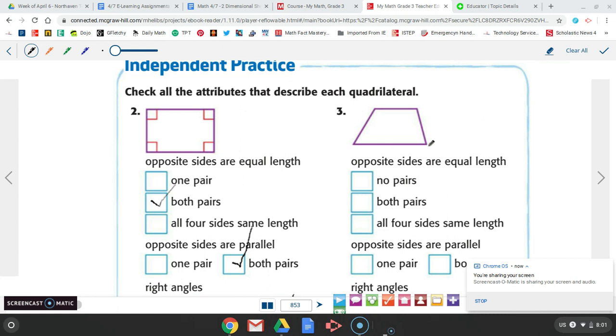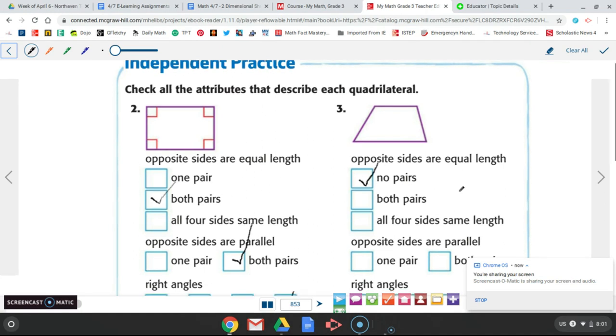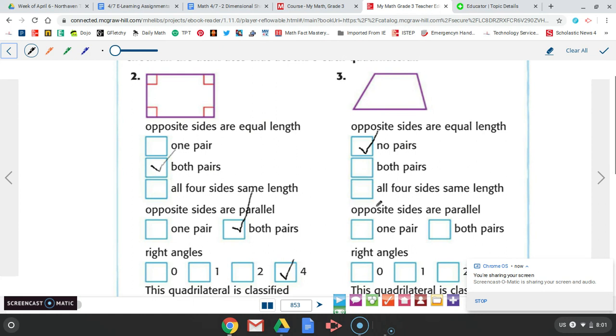So we were talking about this shape, and we were thinking about whether the opposite sides were equal in length. And I don't think any of the opposite sides are equal in length, so it doesn't have any equal sides. Our next thing to think about is, are the opposite sides parallel? Well, I think the bottom and the top look like if we stretched them forever that they would never ever touch. So that's one pair.